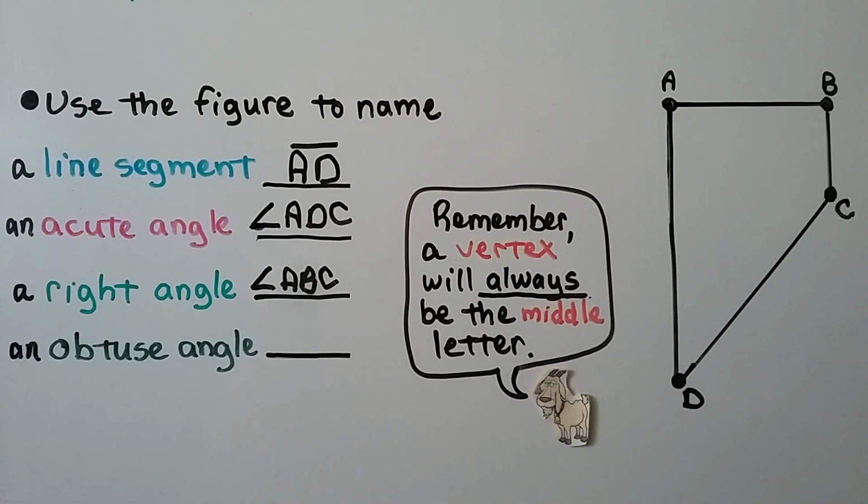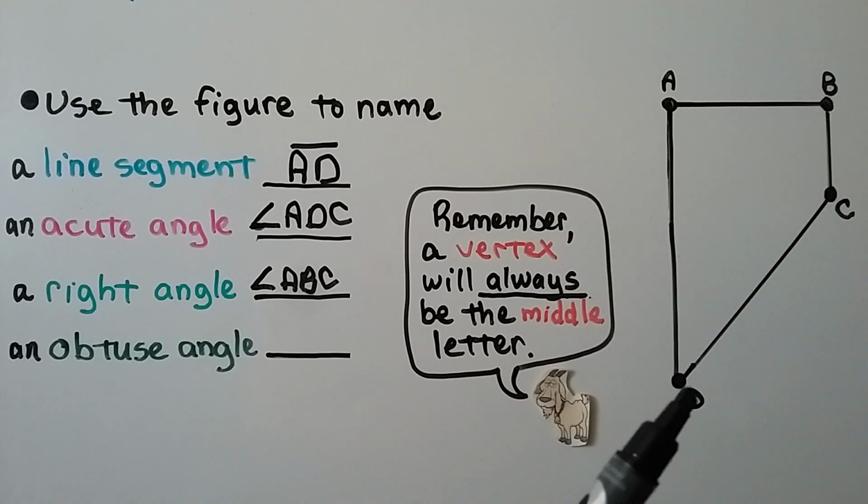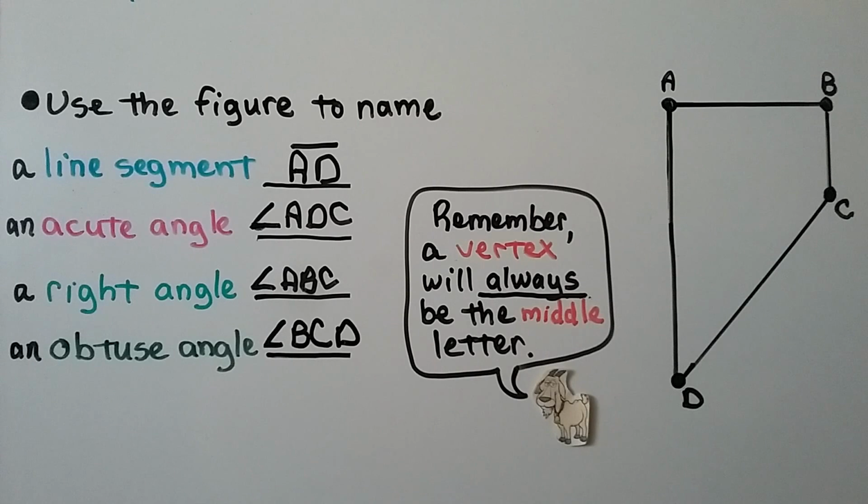We need to find an obtuse angle. Remember, obtuse angles are greater than right angles. And they're greater than acute angles. Do you see an angle that looks bigger than a right angle or an acute angle? Would this be right here with the vertex C? And we can call it angle BCD, or we can call it angle DCB and go the other direction. We can use either one. As long as the vertex is the middle letter, we can go either direction.